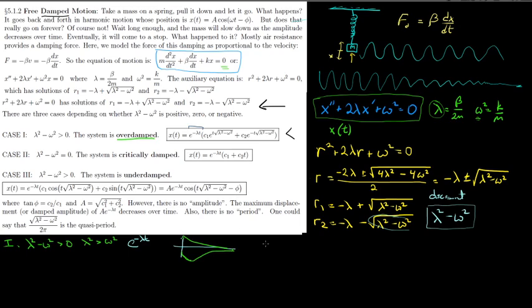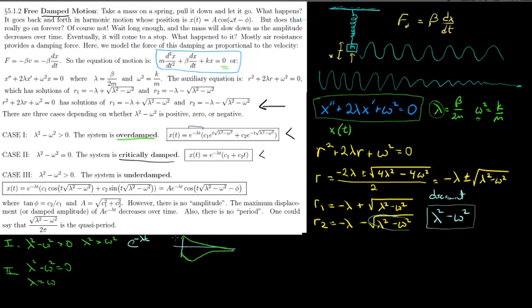Case 2, which I'll do right here, is actually very similar to this case. It's what happens when you get lambda squared minus omega squared equaling 0, or essentially lambda is equal to plus or minus omega. In this situation, this is called critically damped. This is sort of the edge between overdamped and underdamped, right in the middle.